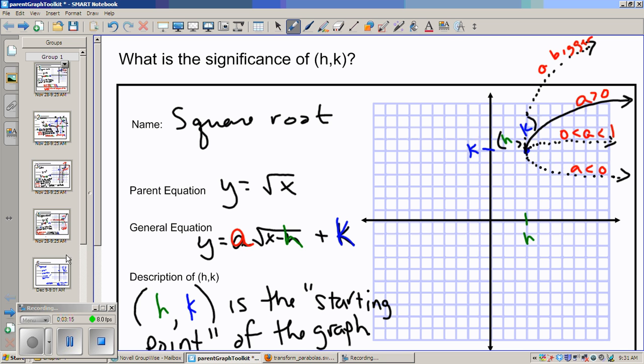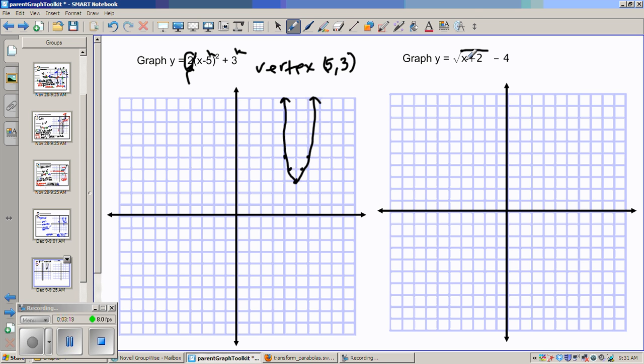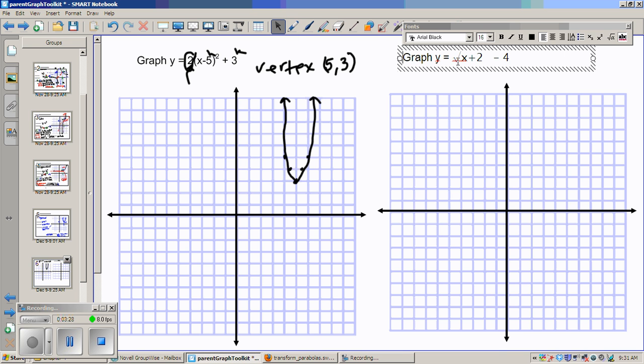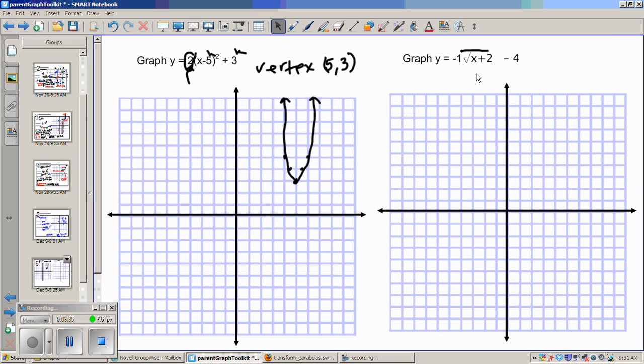So let's go back to the problem that we were given to graph. Okay, y equals the square root of (x plus 2) minus 4. And let's make that just slightly more interesting. Let's put a negative 1 before that. So negative 1 times the square root of (x plus 2) minus 4. And notice that minus 4 is not under the square root symbol, so there's nothing you can combine there.